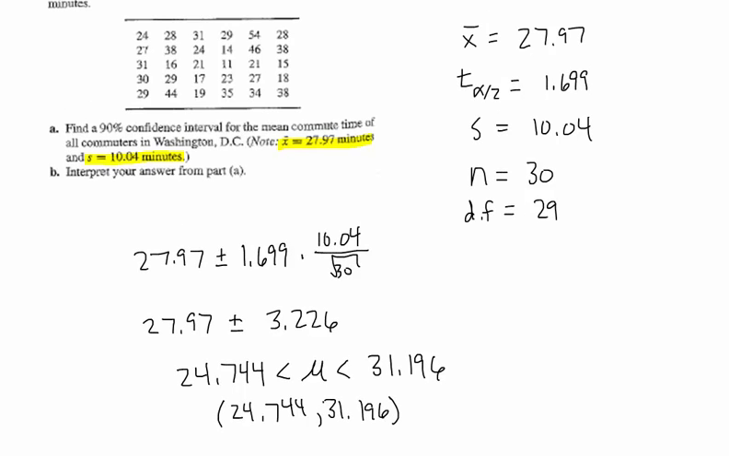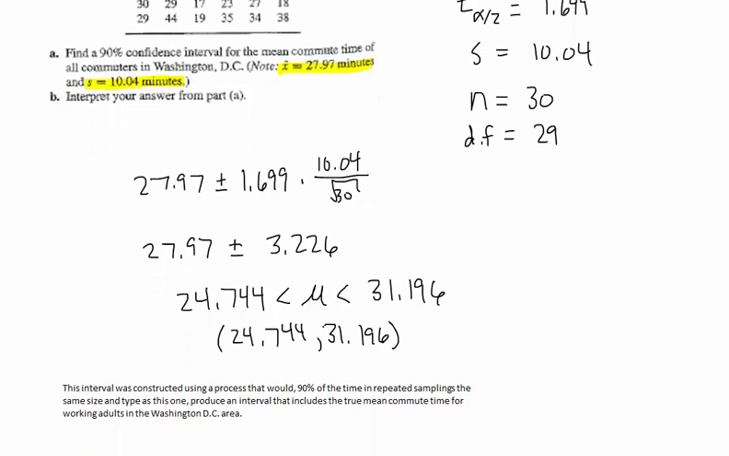So our true mean commute time in the Washington, D.C. area is between 24.744 and 31.196 in this problem. And then our interpretation for B is: the interval was constructed using a process that would 90% of the time, in repeated samplings the same size and type as this one, produce an interval that includes the true mean commute time for working adults in the Washington, D.C. area.